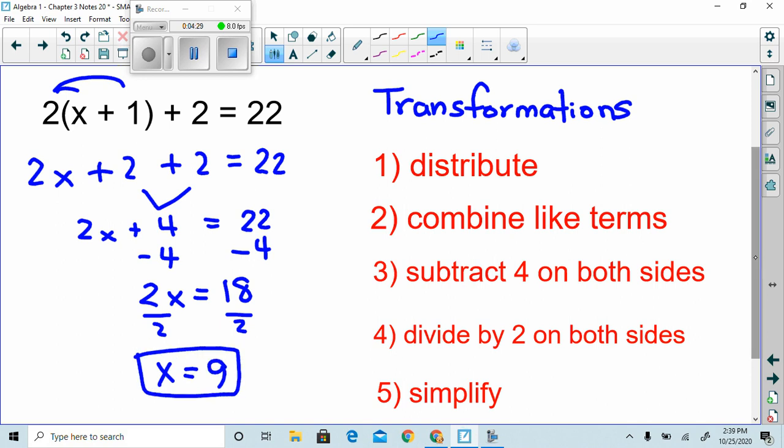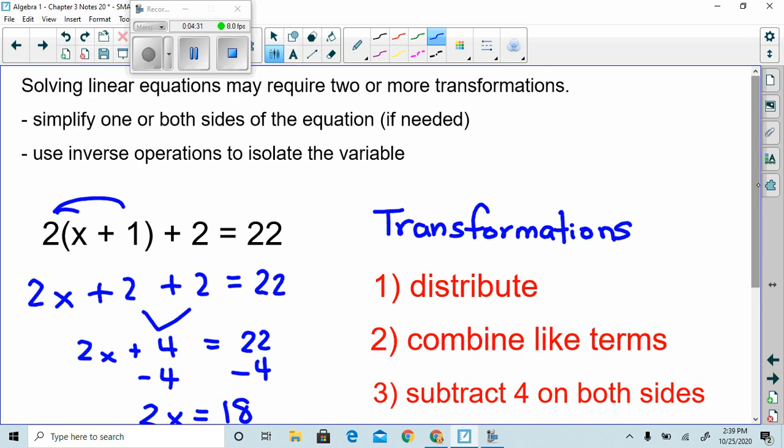So now that we think the solution is 9, let's check it. 9 plus 1 is 10. 10 times 2 is 20. 20 plus 2 is 22, and it works.